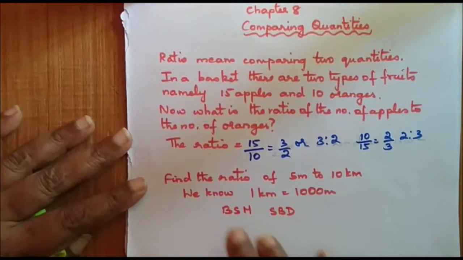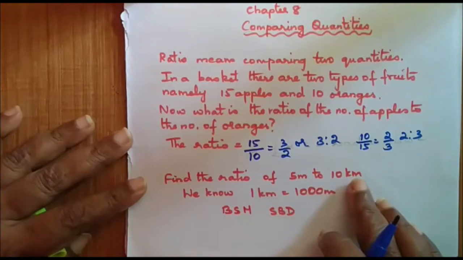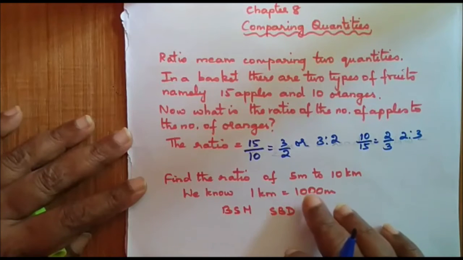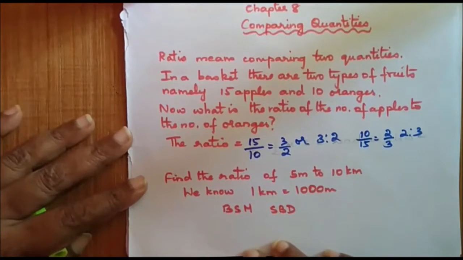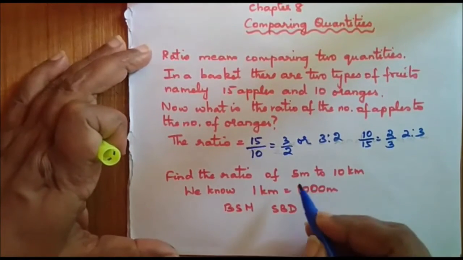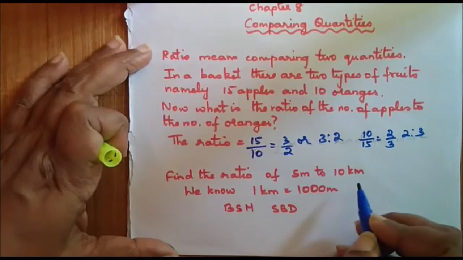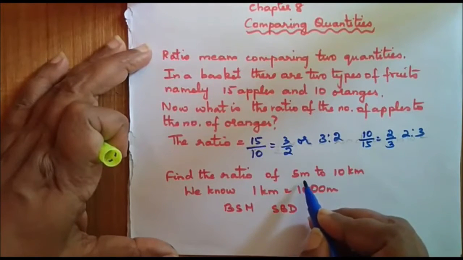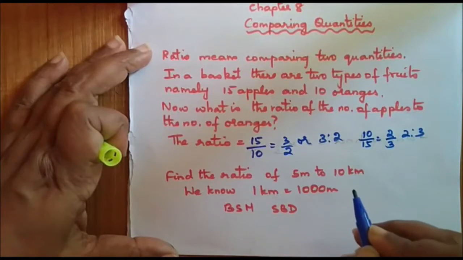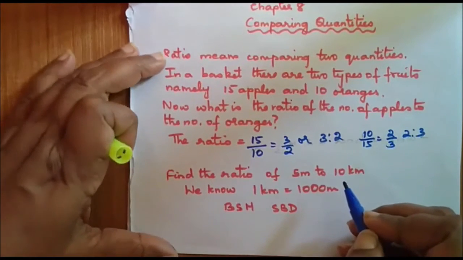Now find the ratio of 5 meter to 10 kilometer. Whenever you use ratios, the units must be similar on both sides. So when I say 5 meter to 10 kilometer, the units are not the same. Here it is meter, here it is kilometer. So first I should convert my kilometer to meter.